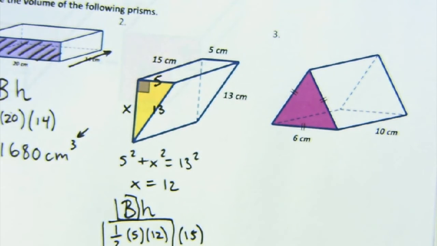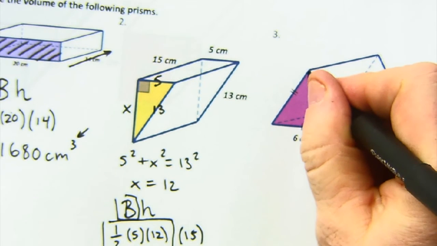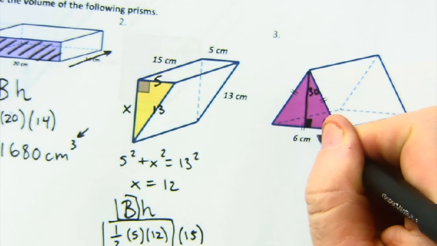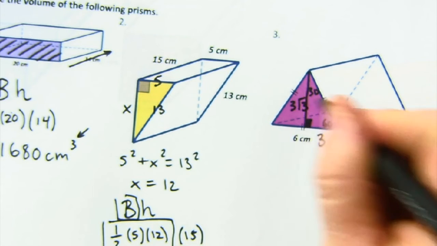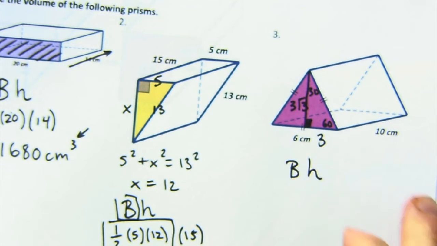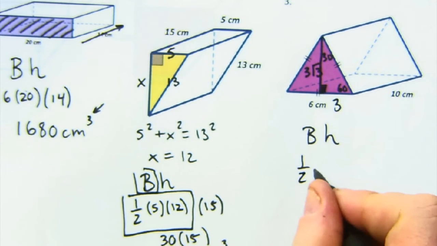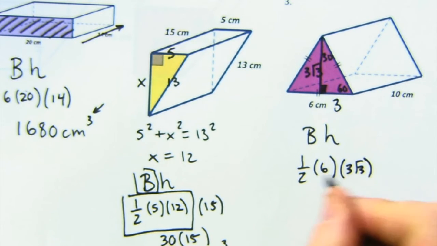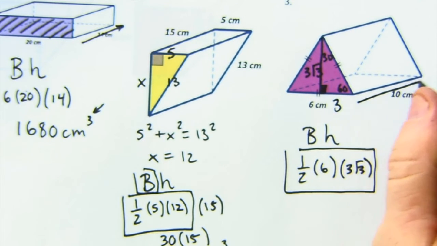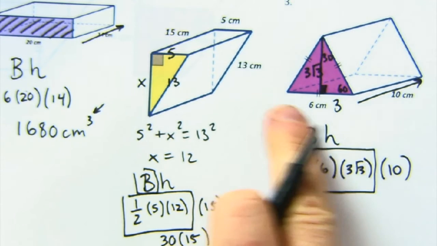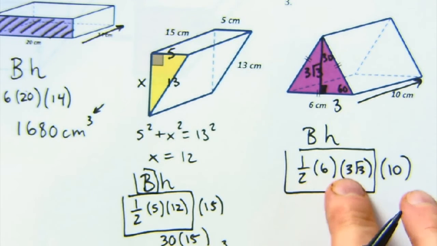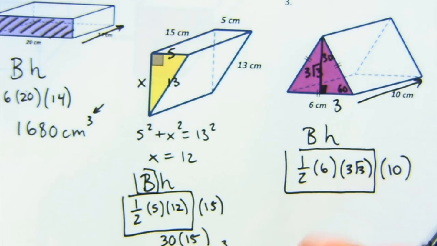Here I have an equilateral triangle, and I have different ways to solve this. I'm going to drop this down. That forms a 30, 60, 90 triangle. That cuts the 6 in half to be 3. The height of my triangle is 3 root 3. So here we go. Base times height. The base is a triangle again, and so to calculate it, it will be 1/2 its base times its height. All of that is just B, and then my height is 10. So base of 6, height of 3 root 3, divided by 2, because it's a triangle. And so I get 3 times 3 is 9, times 10 is 90 root 3 centimeters cubed.